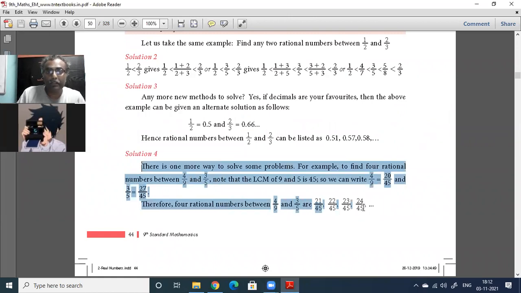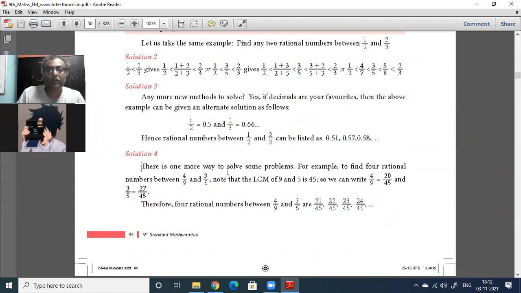Then they are telling there is one more method, the final method. There is one more way to solve some problems. For example, to find 4 rational numbers between 4/9 and 3/5. Now the number line is like 4 by 9 and 3 by 5. To find 4 rational numbers between them, note that the LCM of 9 and 5 is 45.